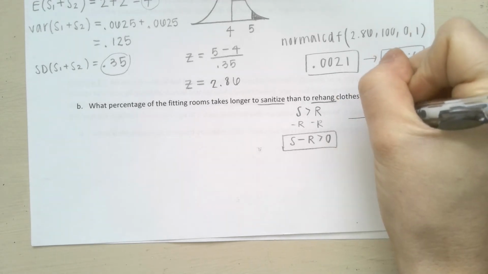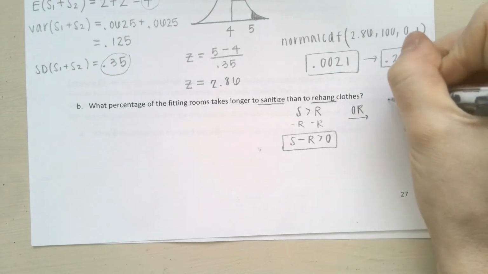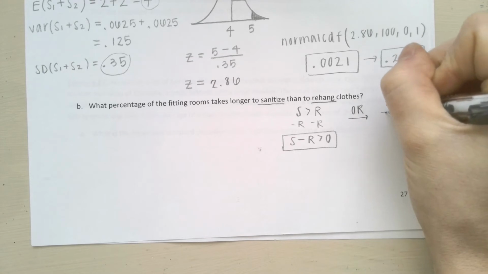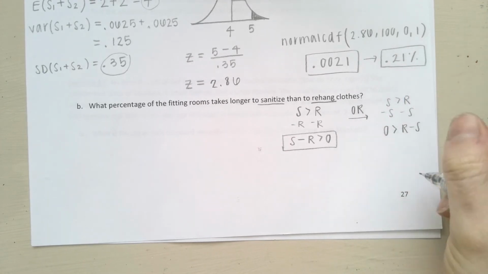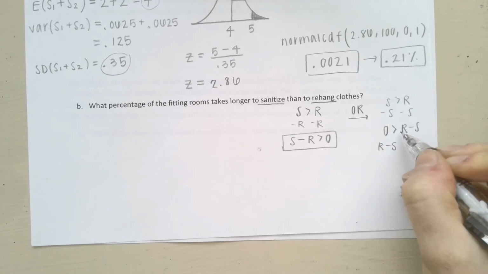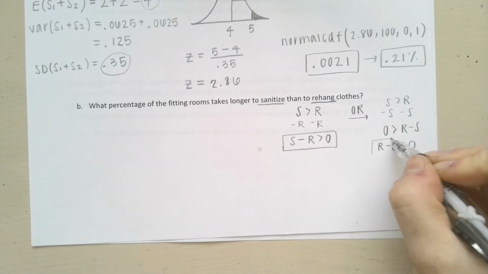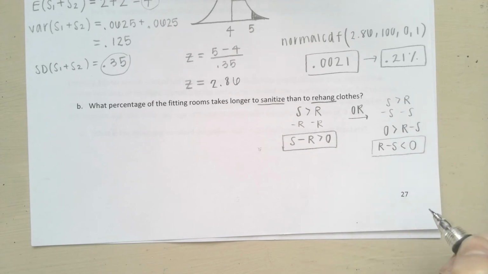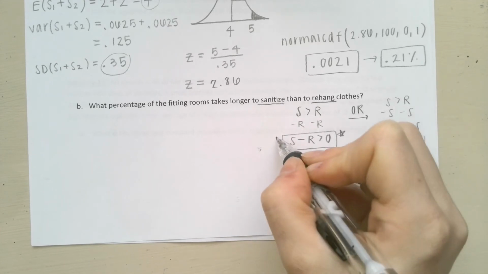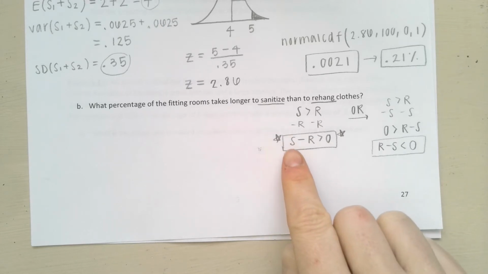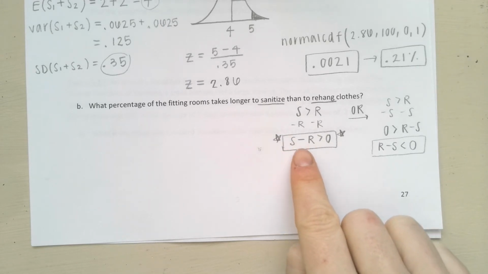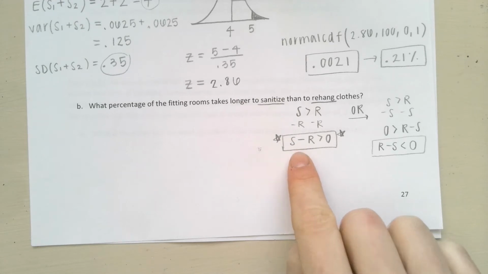Now, you could have done this another way, so there is another option here. If you decided to subtract the S over, you would then be looking for R minus S less than 0. These do mean the same thing. So you can use either one. I'm going to focus on this one over here for this problem. Again, this is a continuous random variable, so I need to re-find a mean and a standard deviation for the subtraction of the random variables.